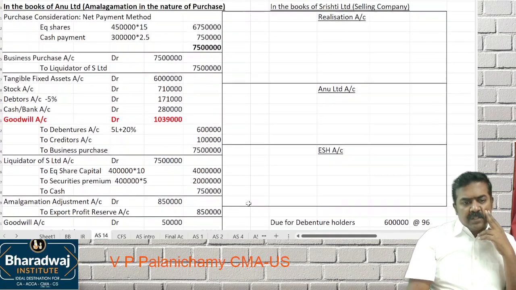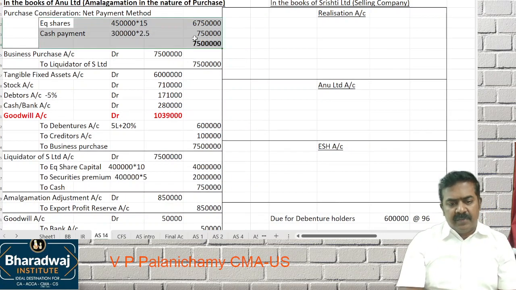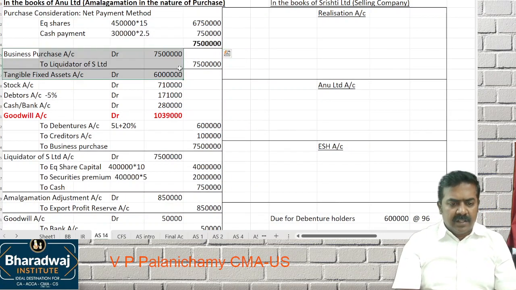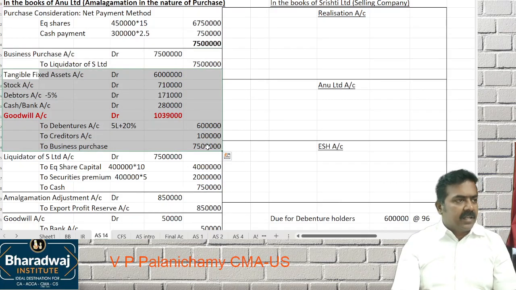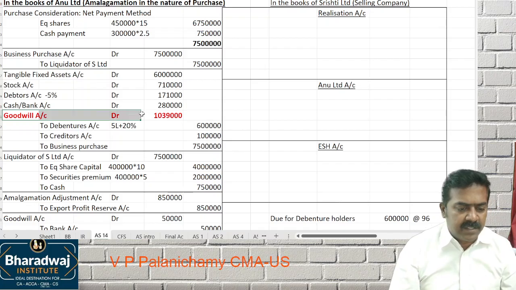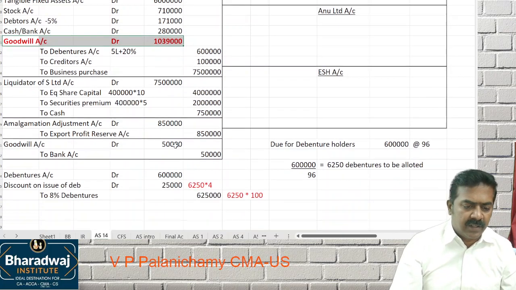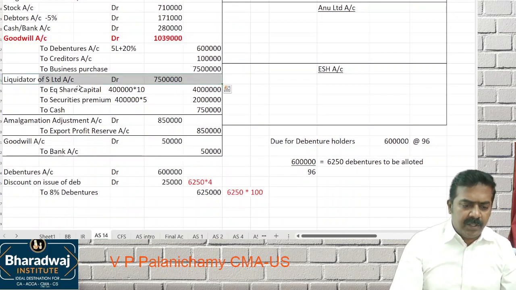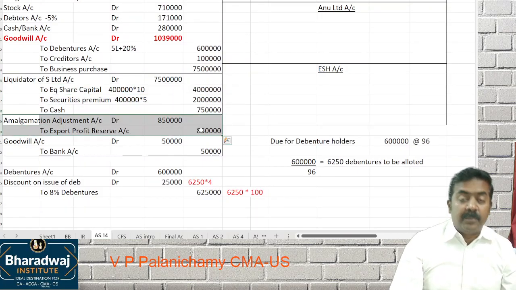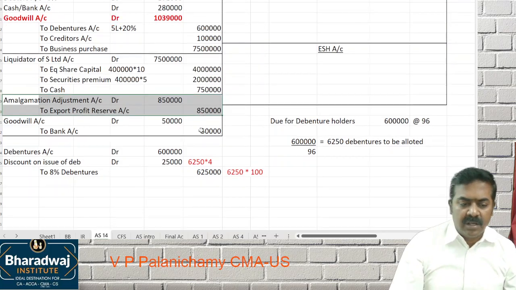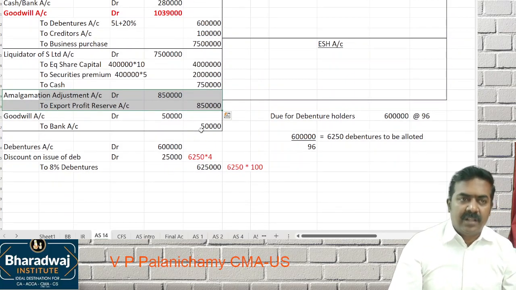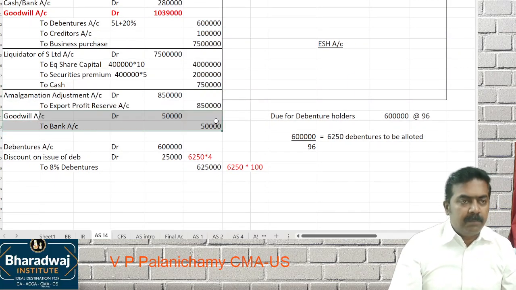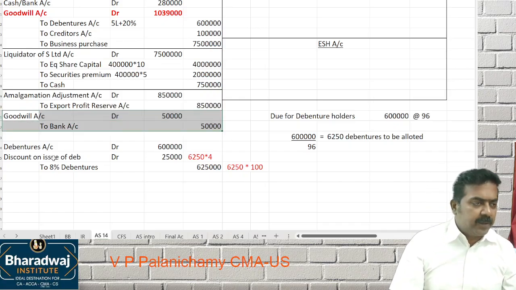So I repeat the whole process. Purchase consideration in the form of equity shares and cash payment. Then business purchase to liquidator of selling company. We take over all assets and liabilities at revised value. So it is purchase. So debit goodwill, balancing figure. Liquidator of selling company to whatever is given. Capital with premium, cash. Since we have to maintain the selling company reserves, amalgamation adjustment account debit to export profit reserve. We bear a part of liquidation expense of selling company, goodwill account debit to bank.